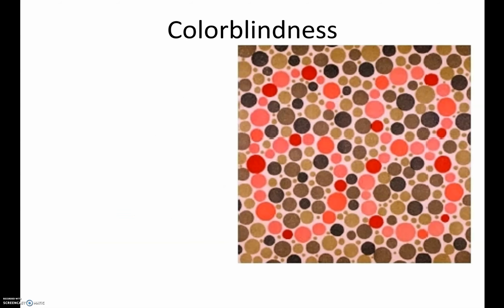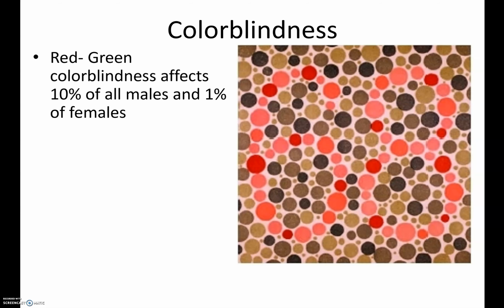Okay, color blindness. Now there's different forms of color blindness, but red-green color blindness is one of the sex-linked disorders. Okay, it's an X-linked recessive, and I'll show you what I mean in a minute. Red-green color blindness affects about 10% of all men and 1% of all females.